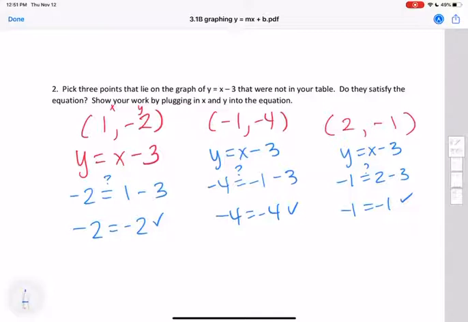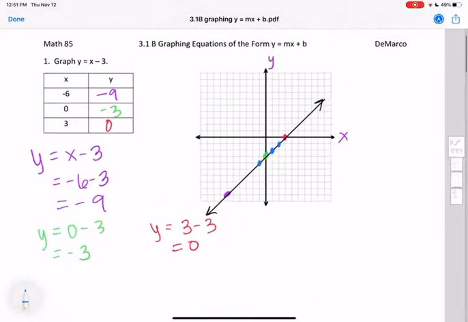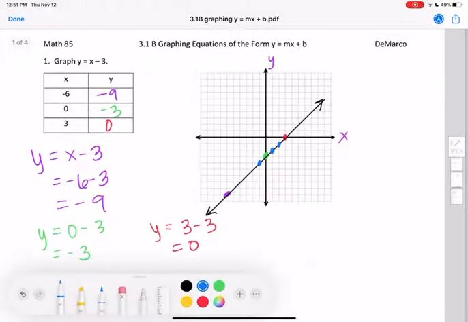The next one says pick 3 points that do not lie on that graph. Do they satisfy the equation? Show your work by plugging in x and y. So now we want 3 of them that are not on our line. So again, let's pick those together.